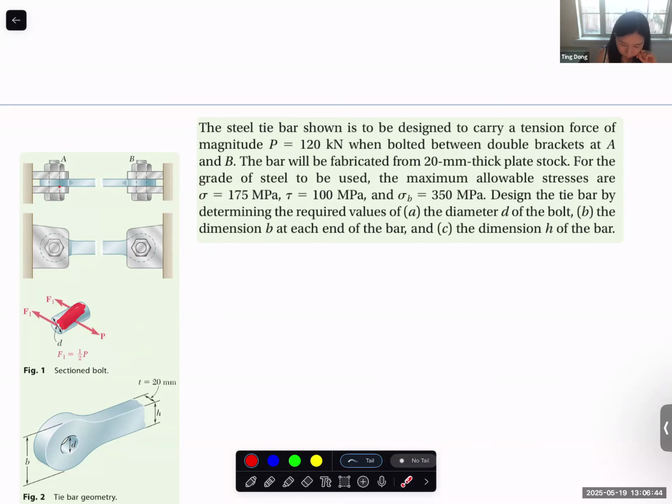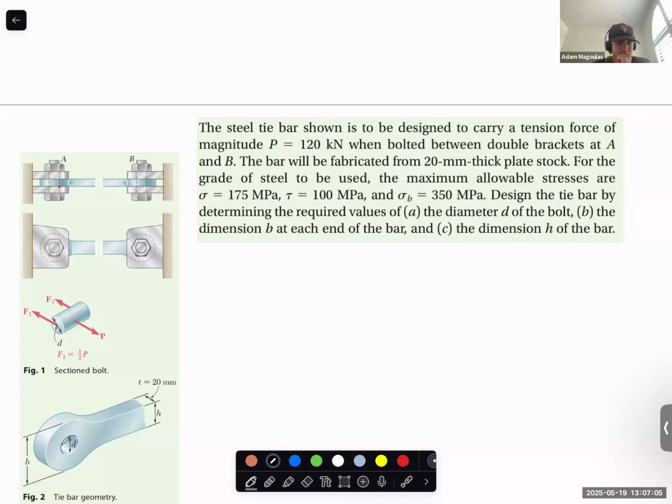You can just imagine this one is the same as this one. Same as this one. Got it. 120 is existing in this bar, and also is a force applied by the bar to the fastener. Got it. Thank you.